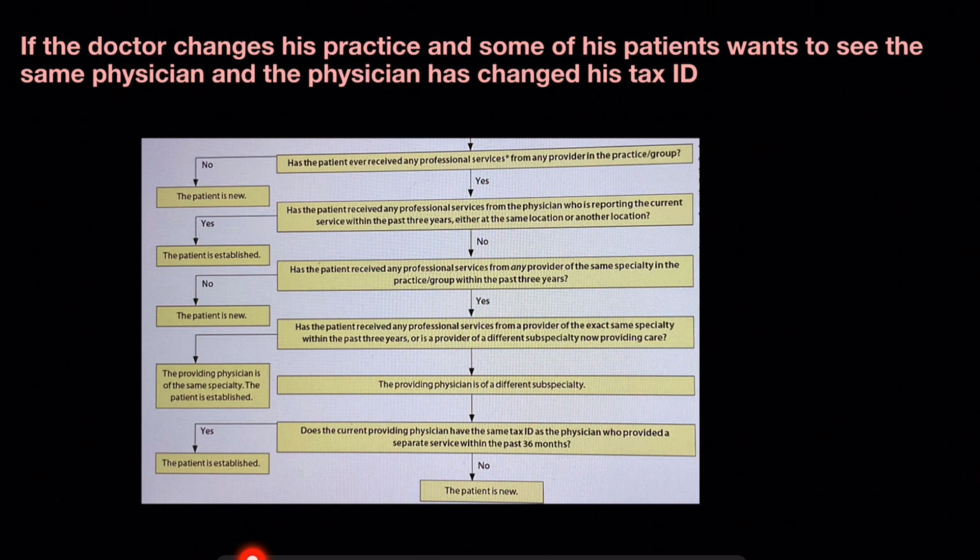Here, this is the criteria. Has the patient received any professional service from the physician who is reporting the current service within the past 3 years, either at the same location or another location? If yes, the patient is established. Here, the patients are established patients.